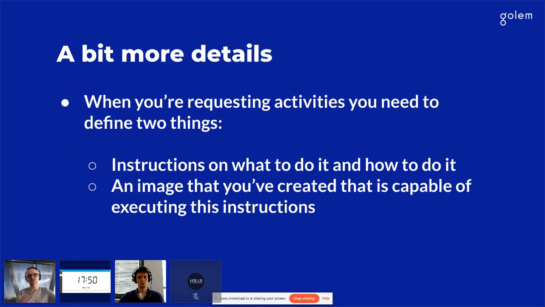This is the kind of instructions that you need to implement to tell the providers in the network what to do. But also, if your application needs some special environment, some libraries, you have to build an image and upload it to the Golem network. And this image has to be capable of executing your code or your binary, and it will be executing in the very safe environment of the provider. We call this exeunits, execution environments.